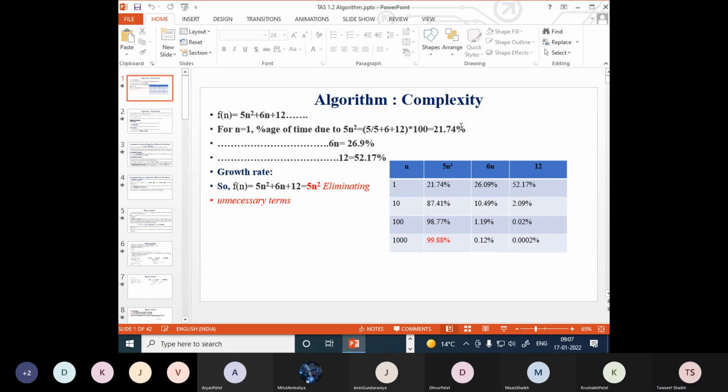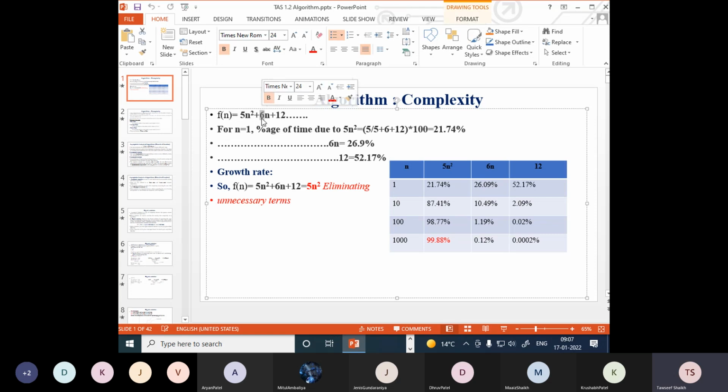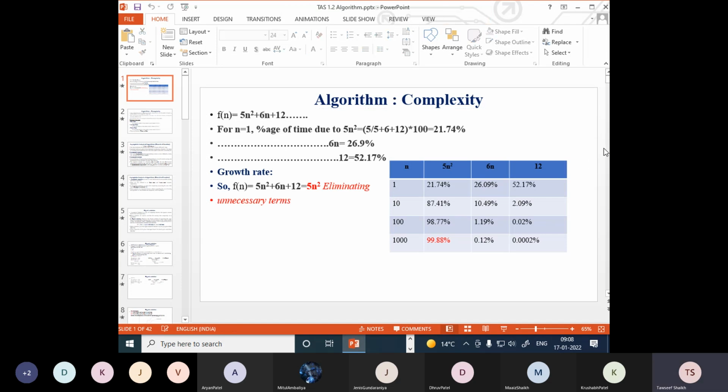So here, now we will again find the total CPU time the next term of this expression will need to execute itself. Whenever we put n is equal to 1, the percentage of running time needed by the 6n term will be 6 divided by 5 plus 6 plus 12. I have not written it here, but like in the first case, it was 5. After calculating the value of this term, it comes out to be 26.9%.